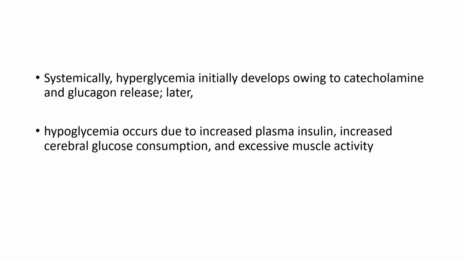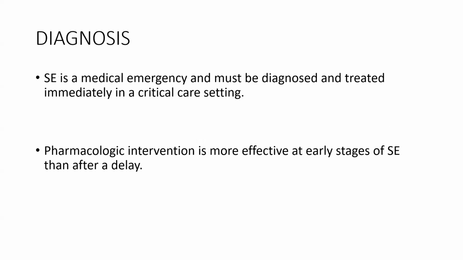Systematically, hyperglycemia initially develops owing to the catecholamine and glucagon release. And then after that, hypoglycemia may occur due to increased plasma insulin, increased cerebral glucose consumption, and excessive muscular activity. Now, regarding diagnosis part, so as I mentioned before, status epilepticus is a medical emergency, and it must be diagnosed and treated immediately in critical care setting.